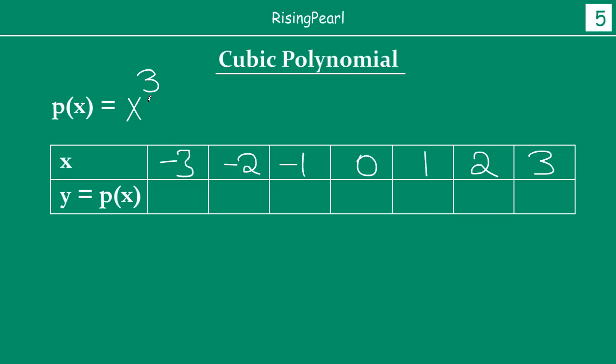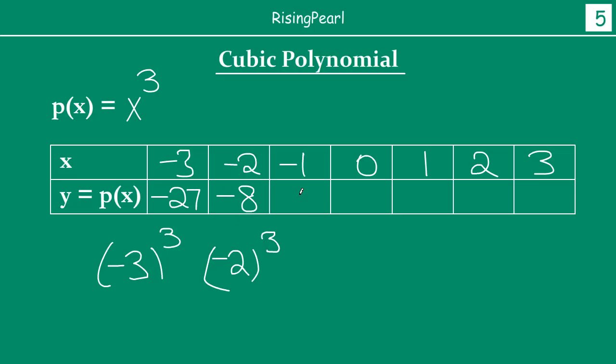This is more straightforward. If you have minus 3 cubed, we are trying to find minus 3 cubed. So this will be minus 27. Similarly, minus 2 cubed is minus 8. Minus 1 cubed is minus 1. This will be 0. 1 cubed is 1. 2 cubed is 8. 3 cubed is 27.